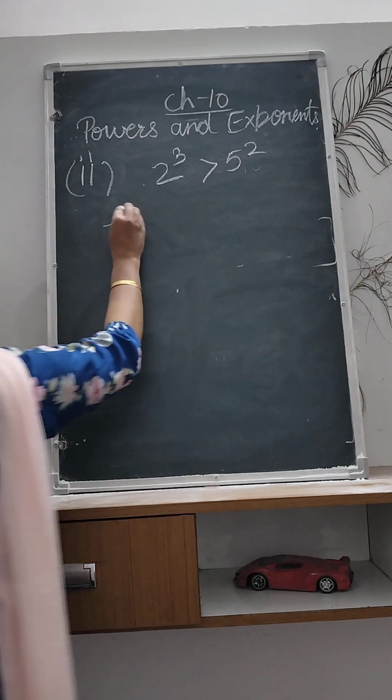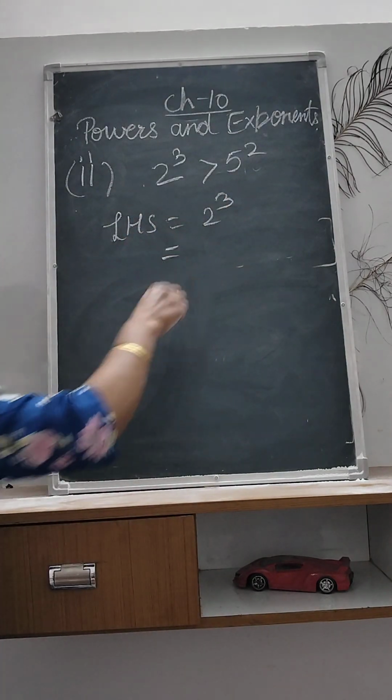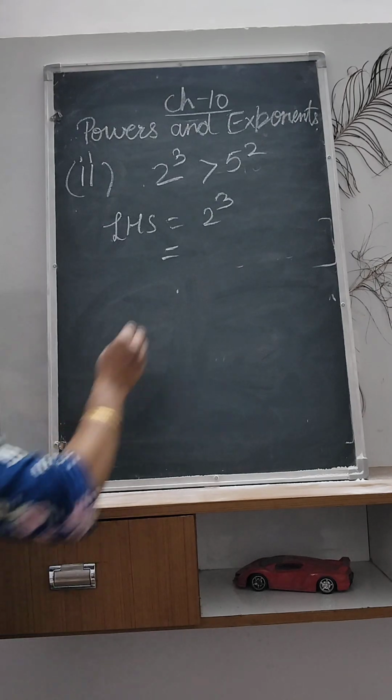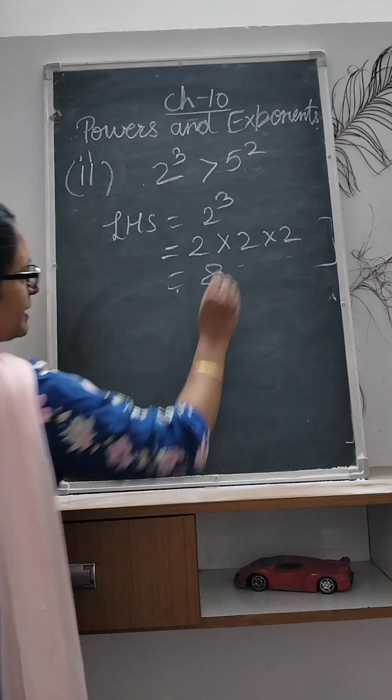Now what is left hand side? Left hand side is given 2 raised to power 3. 2 raised to power 3 means 2 is repeated how many times? 3 times. So what it becomes? Answer 8.